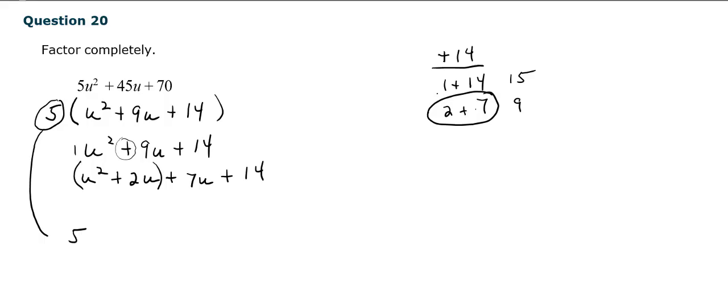Next, we factor by grouping. And in the first group, we can take out a u, and that would leave us u plus 2. And in the second group, we can factor out a positive 7. And remember, it should leave us the same. So 7u divided by 7 is u. And positive 14 divided by positive 7 is positive 2. So our greatest common factor is u plus 2.